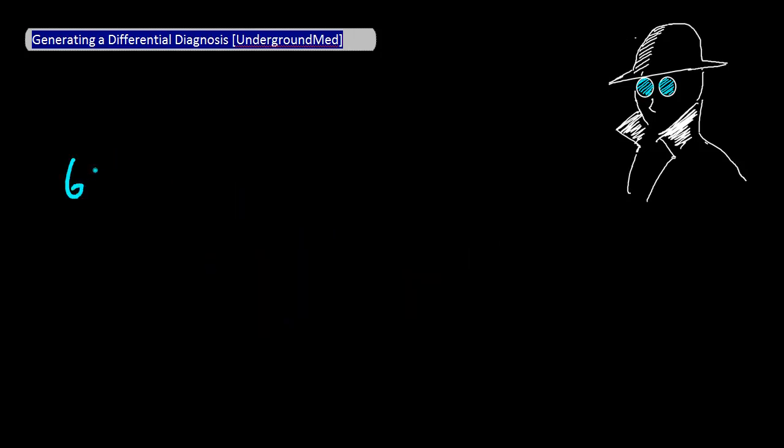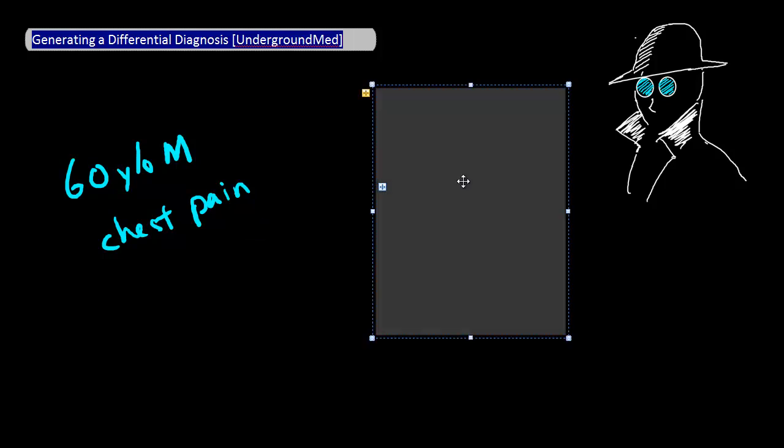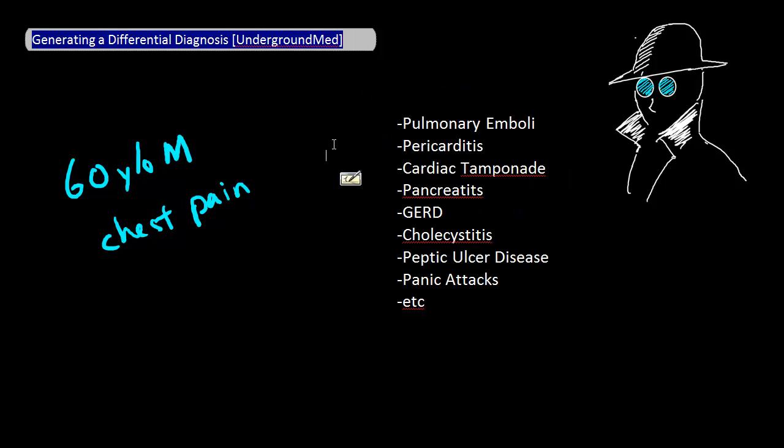So let's say you have a 60-year-old male coming into the ED with acute chest pain. What do you think he has? You probably want to say an MI, and you might be right, but he's probably just as likely to have a number of other illnesses such as pulmonary emboli, pericarditis, cardiac tamponade, pancreatitis, GERD, cholecystitis, peptic ulcer disease, panic attacks, etc. You don't want to focus on a heart attack so much as to not think about the other possibilities, as this could cause you to miss the diagnoses and seriously affect the patient's care. The process of generating a differential diagnosis helps you think about the case broadly so that you're less likely to make this error.